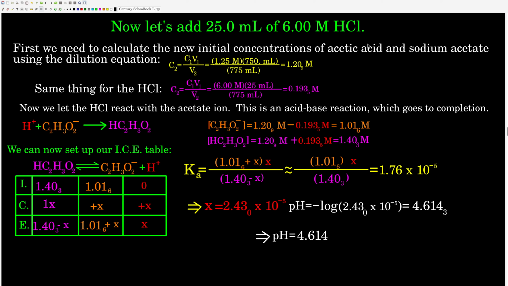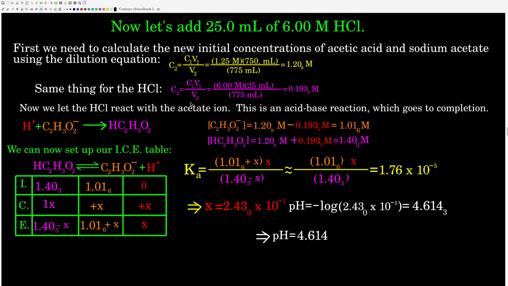Because we started with the same initial concentrations of acetic acid and sodium acetate, this calculation will be the same for both of those. 1.25 molar times C1 V1 over V2, where V2 is 775. That's just our 750 plus 25, 775. And so we get 1.21 molar for both acetic acid and sodium acetate. Hydrochloric acid is also diluted. When we added that 25 mL of the 6 molar hydrochloric acid, it was diluted to 775 mL. So there's our V2, V1, C1, and we get 0.194 molar or so for the hydrochloric acid.